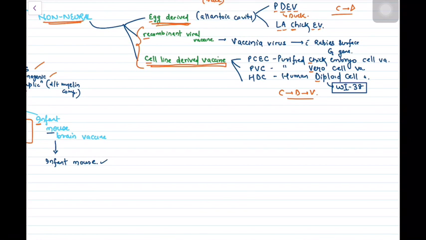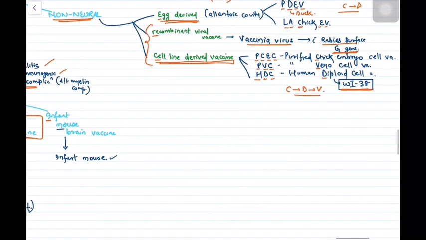In the recombinant viral vaccine, we are recombining this vaccinia virus, which has the rabies surface gene. And in the cell line derived vaccine, we have again three vaccines: the purified chick embryo cell vaccine, the purified Vero cell vaccine, and the human diploid cell vaccine, which is the WI38 cell line.